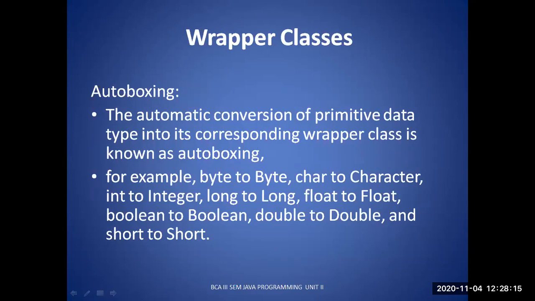So the next important topic is autoboxing. What do you mean by autoboxing? Autoboxing is nothing but the automatic conversion of a primitive data type into its corresponding wrapper class. For example, we have byte to Byte, char to Character, int to Integer, long to Long, float to Float, boolean to Boolean, double to Double, and short to Short. So automatic conversion of a primitive data type into a wrapper class is called autoboxing.